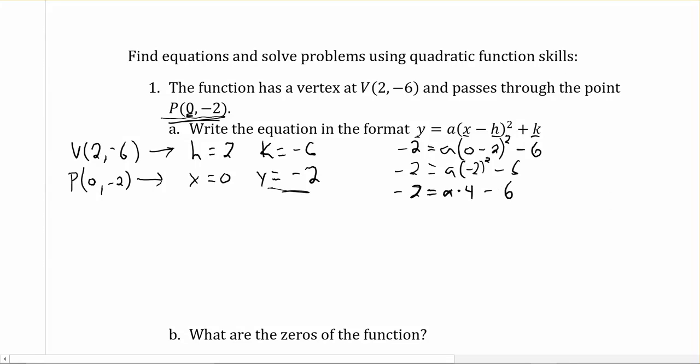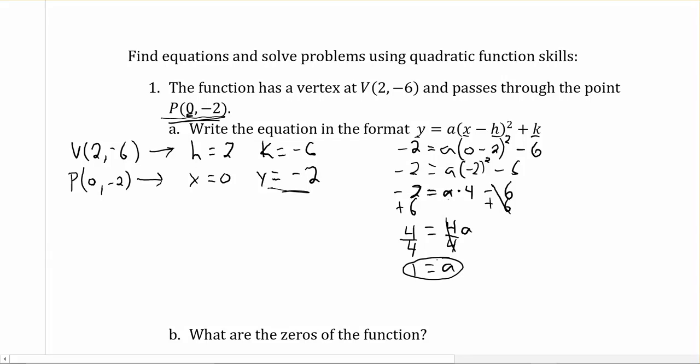Now, what we have to do is get the a on its own, right? So this -6 has to go over. So I'm going to add 6 to both sides. So those cancel. Plus 6. So I've got 4 on this side is equal to, I'm going to rewrite this as just 4a instead of a times 4. Right now it's 4 times a, so we've got to divide by 4. So divide by 4, divide by 4. 4 divided by 4 is 1, so a is equal to 1.